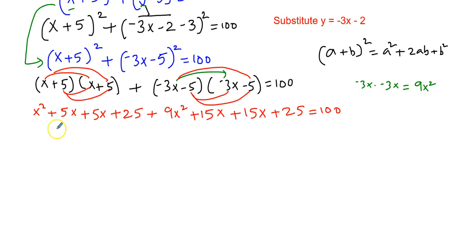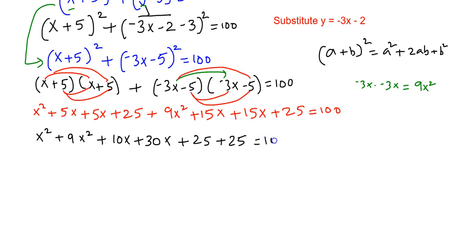Now let us group the like terms together. I have here x², plus 9x², plus, while grouping together, 5x plus 5x, that is 10x, plus 15x plus 15x is 30x, plus 25, plus again 25 here, and on the right hand side 100.